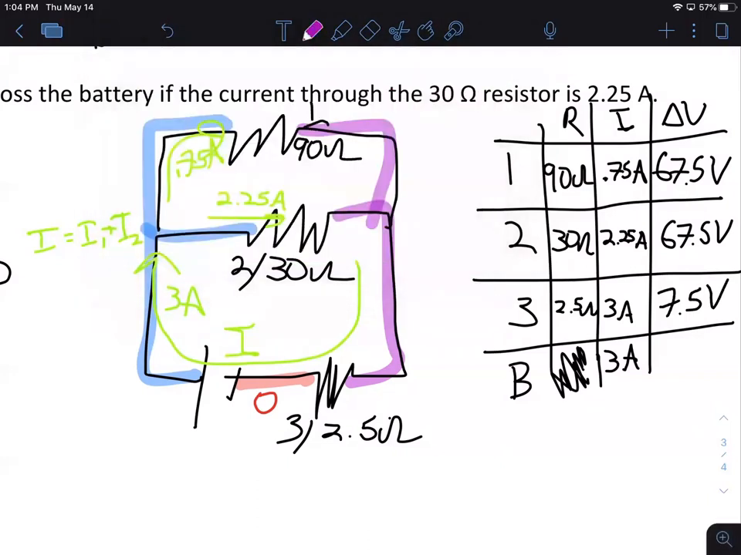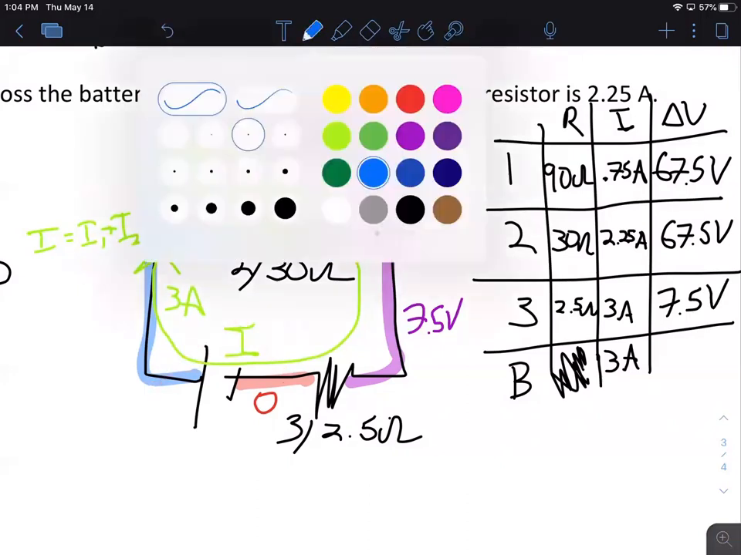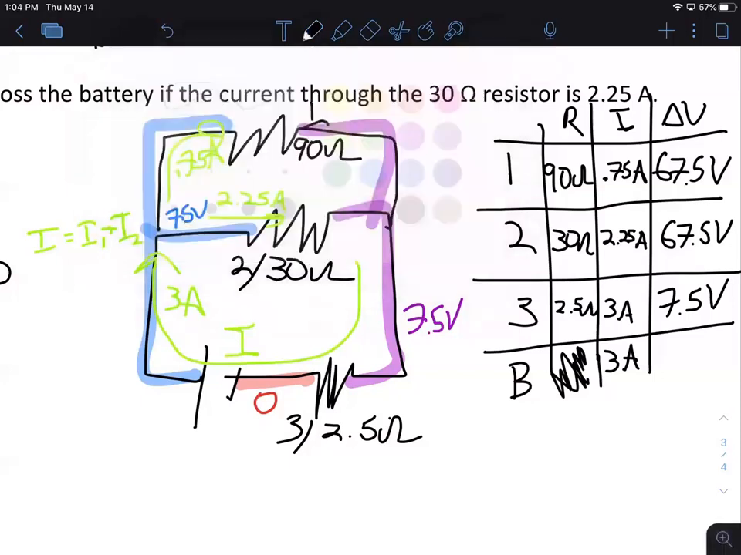I could also work backwards. I could say, okay, this is 0. This changed by 7.5, so this is 7.5. Then this changed by 67.5, so this is 67.5 plus 7.5 is 75. And therefore, going from 0 to 75, it's a 75 volt battery?